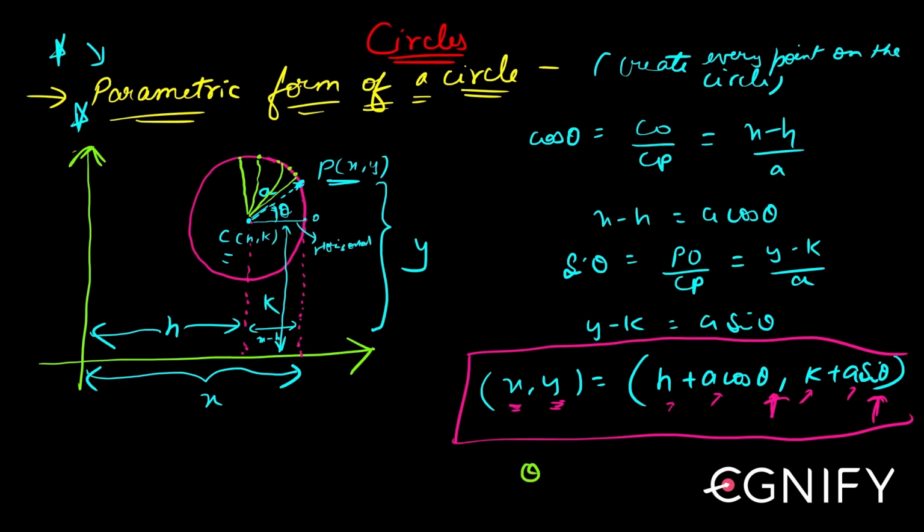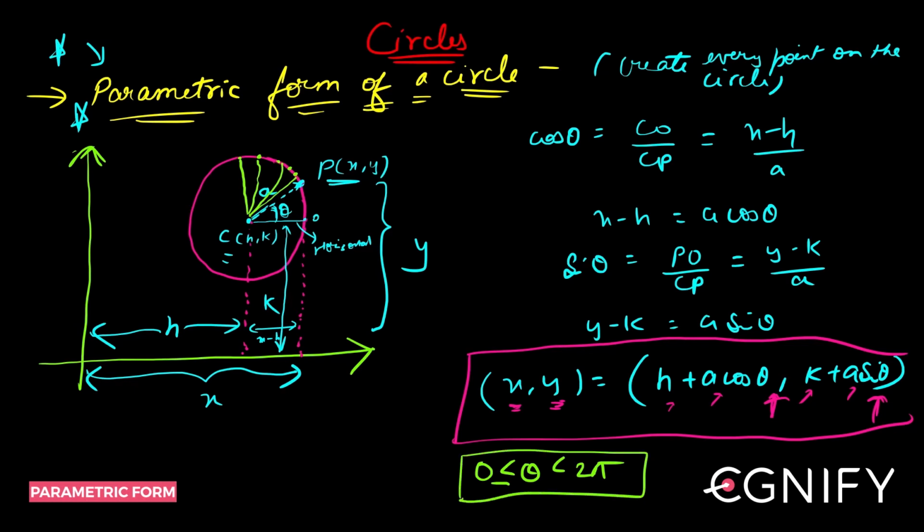Your theta can vary from 0 to 2 pi. Theta can be equal to 0 and it can go up to 2 pi. In between, I'll have infinite values of cos theta and sin theta, and as I keep putting those values, I'll keep getting different x, y's. If I want the point 180 degrees opposite to O, I can put theta equal to 180 degrees, and I'll get x comma y equals h minus a comma k. Likewise, I can put any value of theta and get that particular point on the circle.